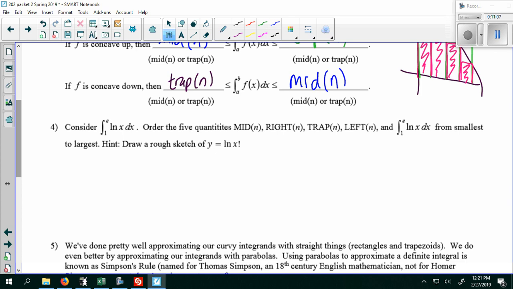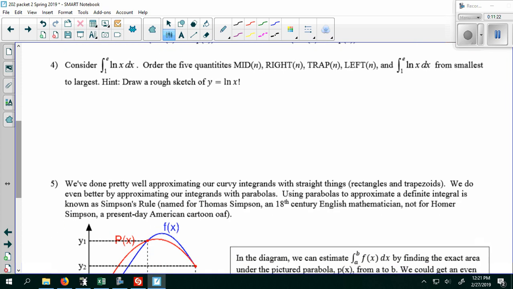So if I want to integrate from 1 to e of ln x dx, I have all these ways of estimating: mid, right, trap, and left, and I want to order them with the exact value. So I'll draw a quick sketch. Ln x looks like this. Crosses the x-axis at 1, and I want to integrate until e. So the exact value under the curve is this.